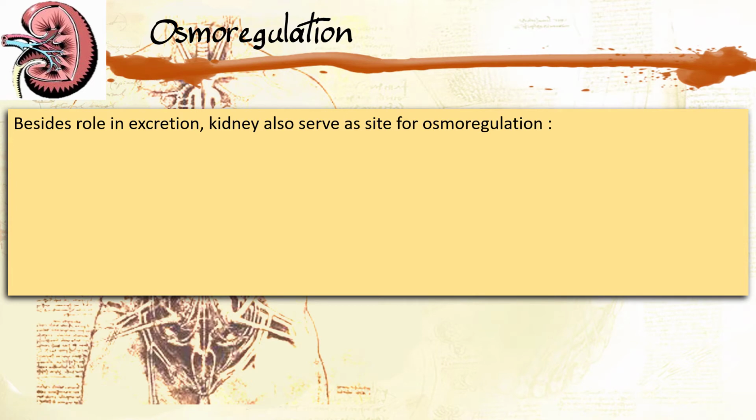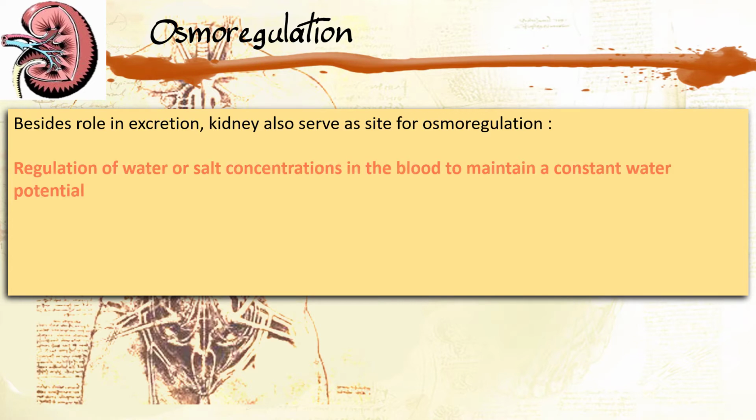Besides the role of excretion, the kidney also serves as a site of osmoregulation. That means it is an osmoregulator. By looking at the name alone, regulation means to control. Osmo, I think we have learned something to do with osmo earlier, right? Osmosis. So what is it about water that the kidney is controlling?